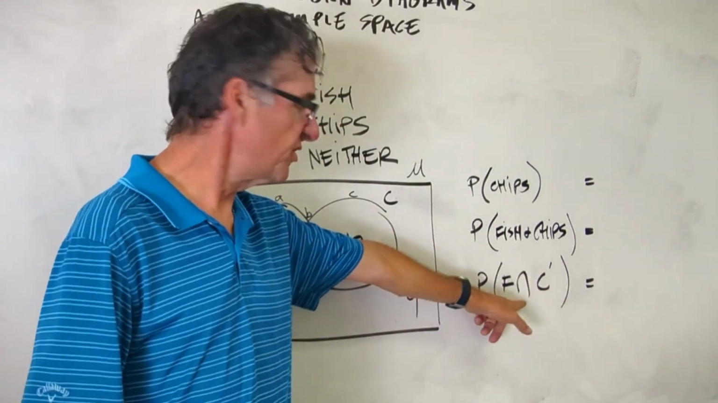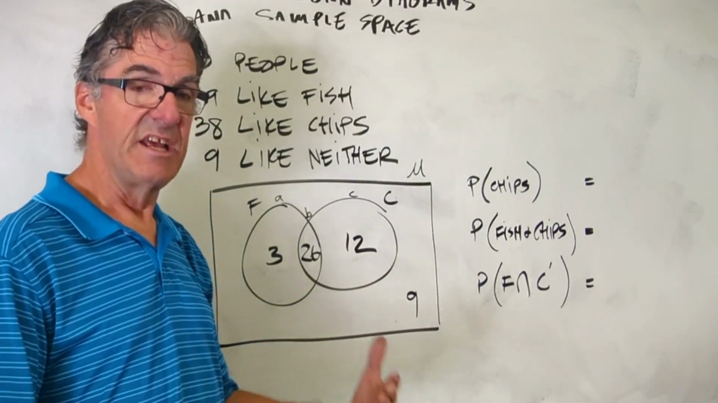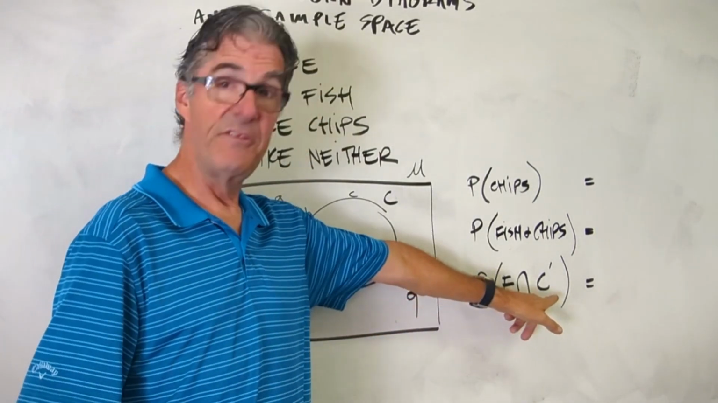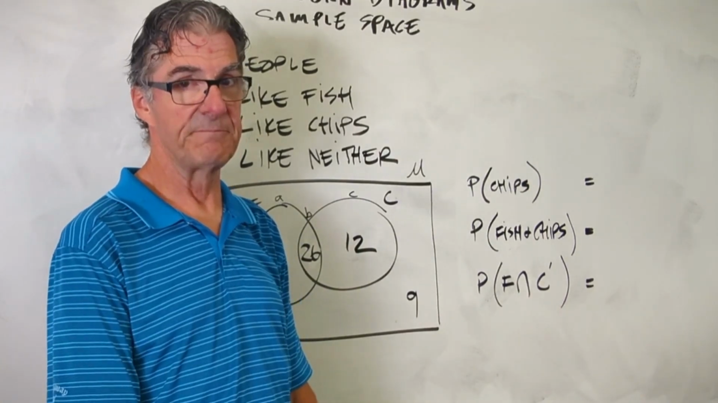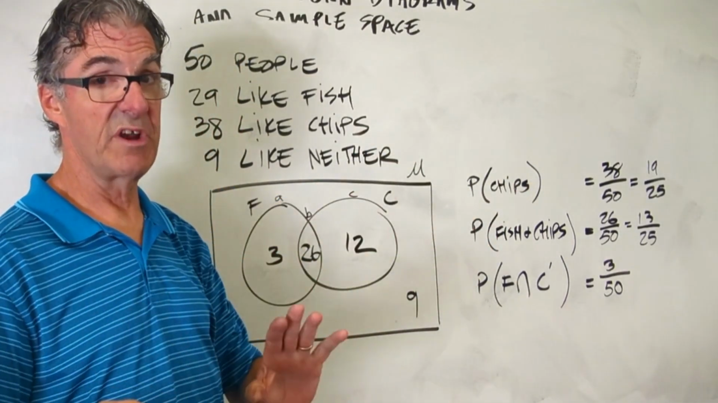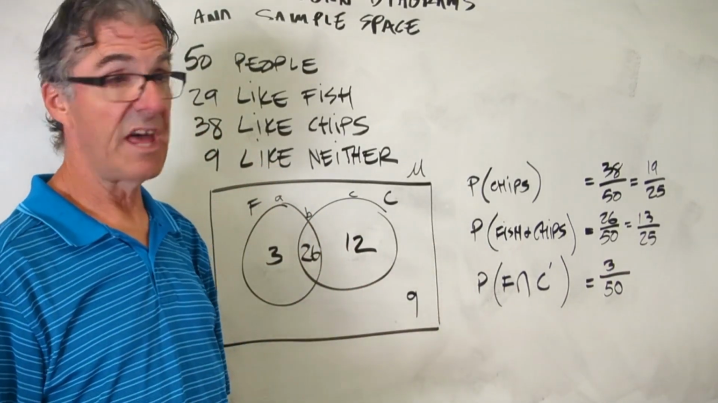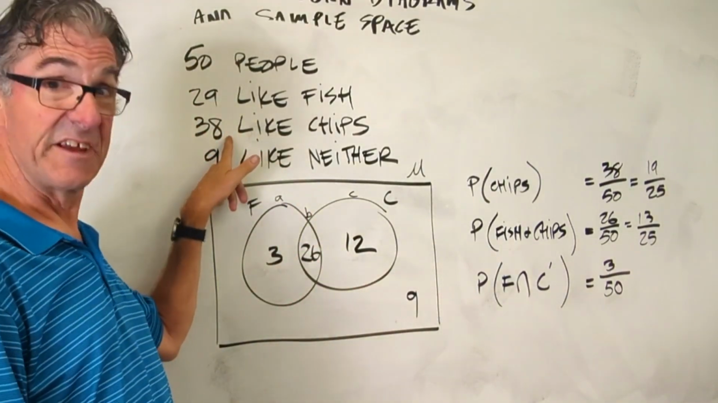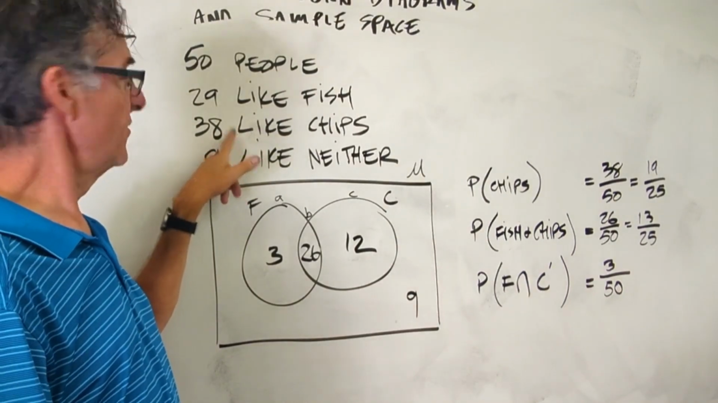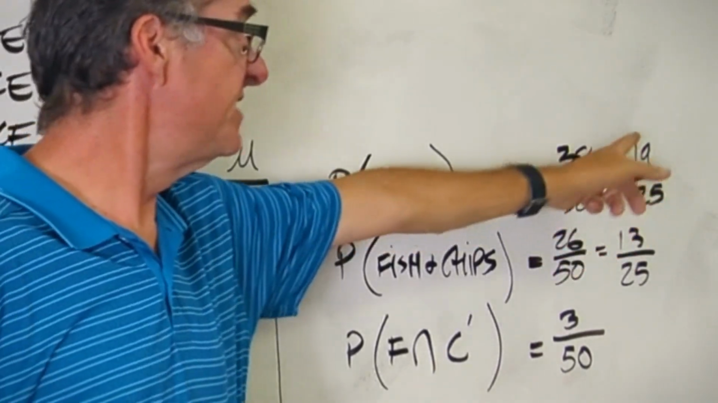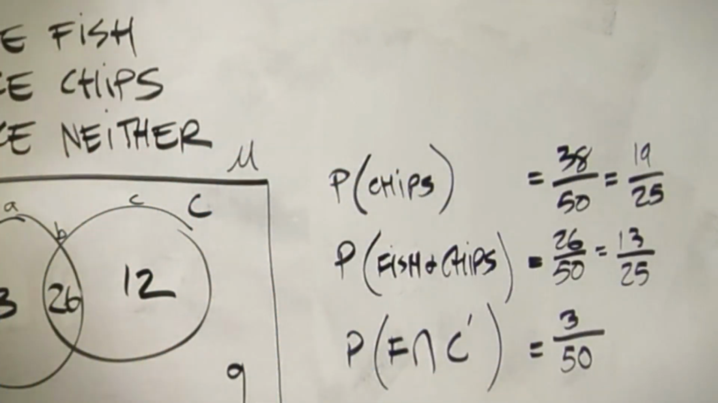So I've used the intersection notation. That means that they have to both like fish and not like chips to be counted in this probability answer. All right, let's see how you did. So probability of chips, that's super straightforward. That's just everybody that likes chips. We don't really need the Venn to answer that. We just know right out of the gate that there are 38 people that like chips out of 50. So 38 out of 50. I did reduce that to 19 out of 25.